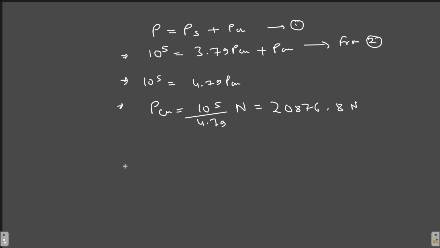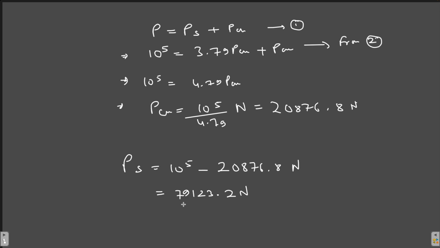How much is the load in steel? Load in steel is equals to 10 to the power 5 minus 20876.8 newtons. So this is going to be, let me just solve it, 10 to the power 5 minus 20876.8, so this is going to be 79,123.2 newtons. So this is the load carried by the steel.